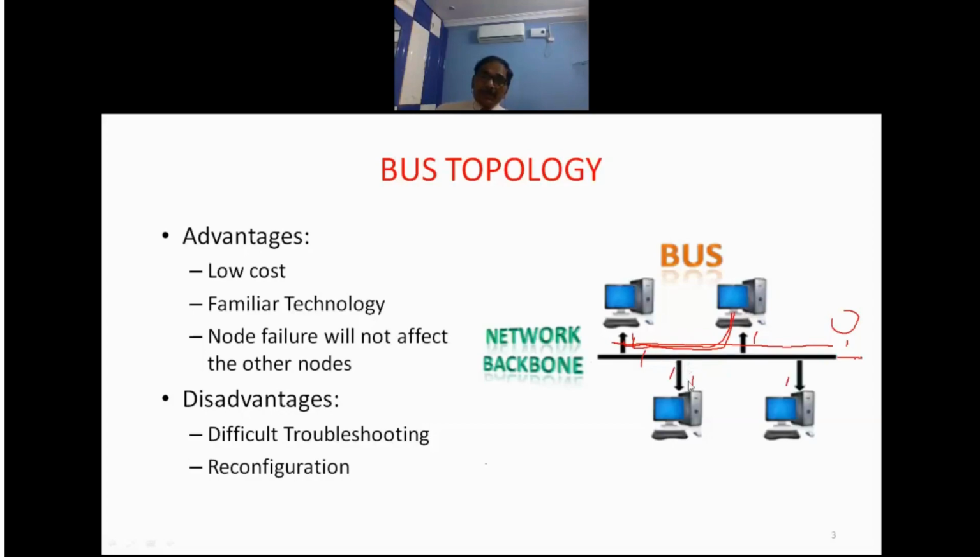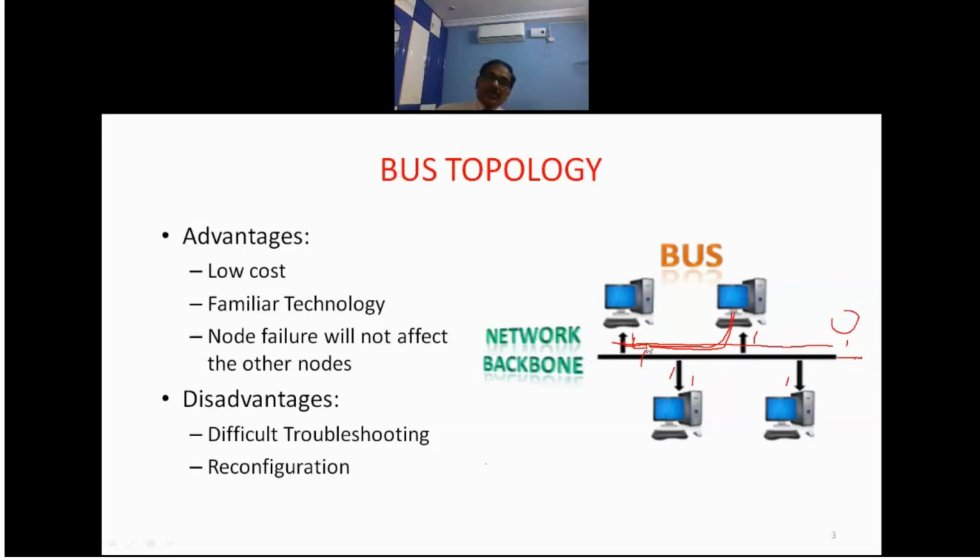And if a particular system fails, suppose this system fails, only this system will not be able to participate in the network. Only that gets affected. The rest of the network will function as usual without any problems. That is the meaning of limited failure.